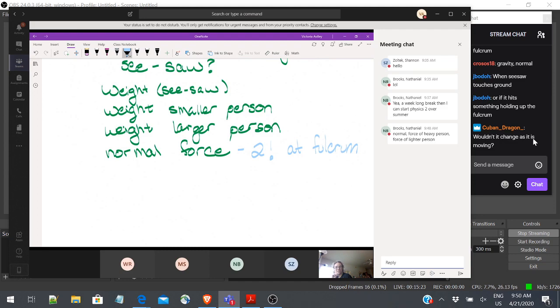Wouldn't it change as it is moving? We're dealing with the point when it's done moving and it's just stationary. Yeah. Does that make sense? Okay.